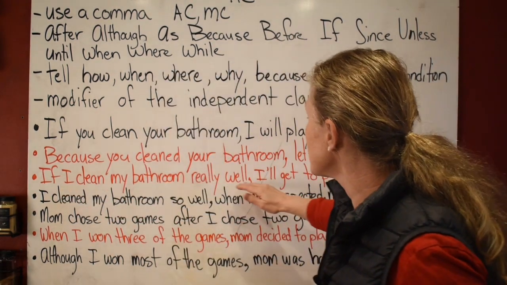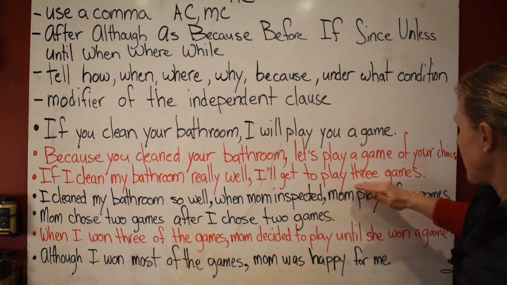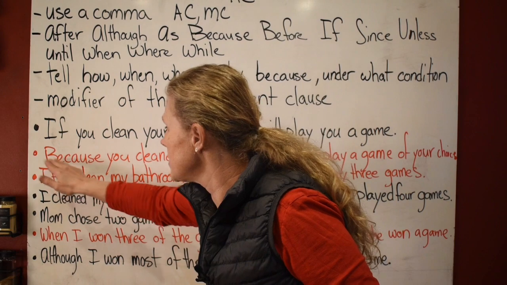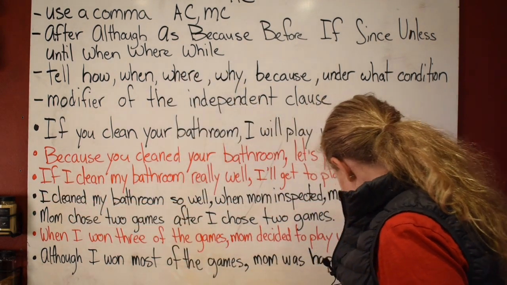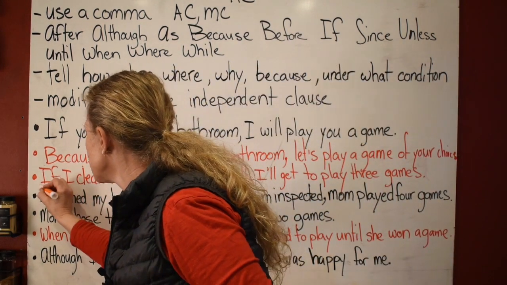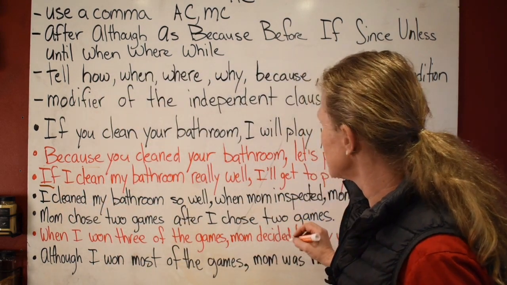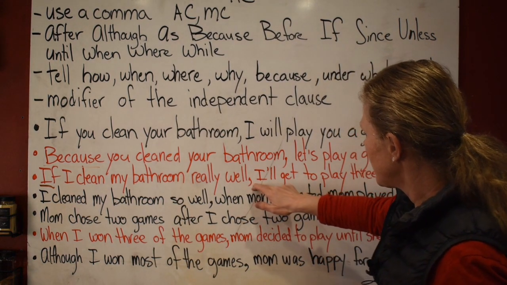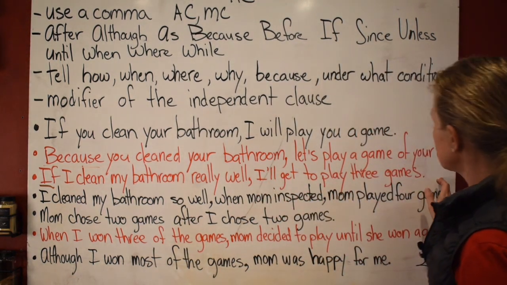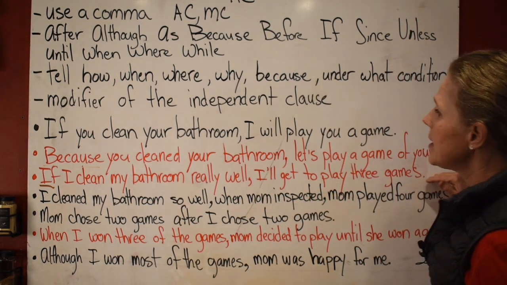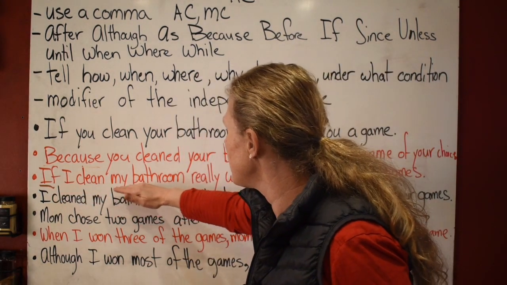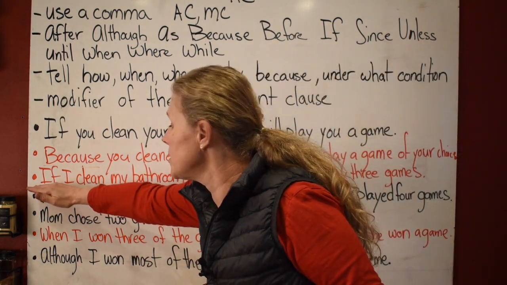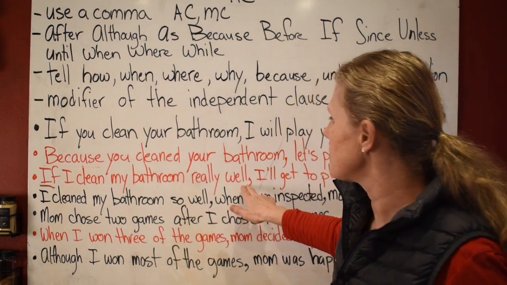If I clean my bathroom really well, comma, I'll get to play 3 games. So see how you're starting with your subordinating word. Look, these are your subordinating words, and that means it takes a comma. Right there, it takes a comma. You need to make sure you know that. This is the independent clause. So if I said, I'll get to play 3 games if I clean my bathroom really well, then it wouldn't take a comma. But since we're putting the subordinating word first, it takes the comma.